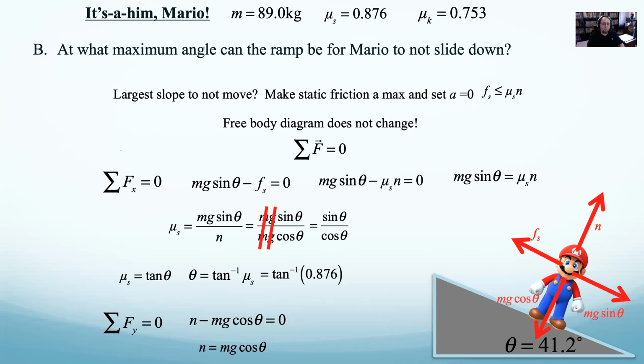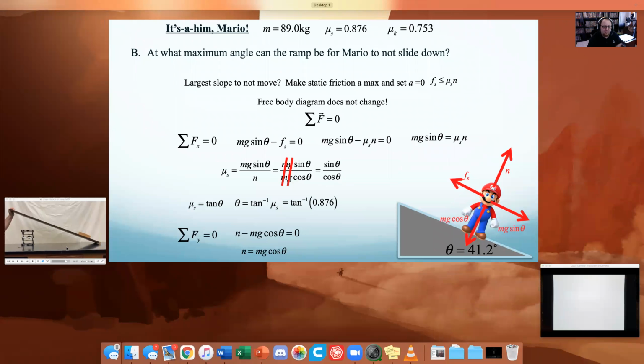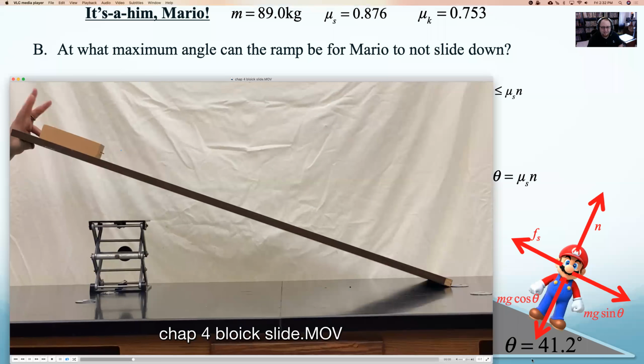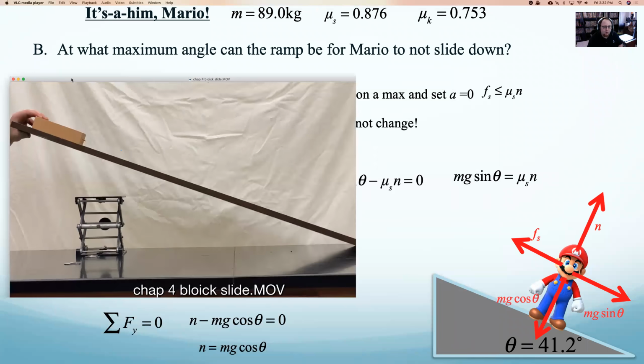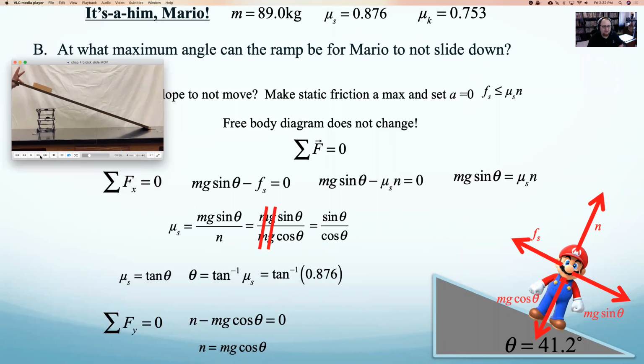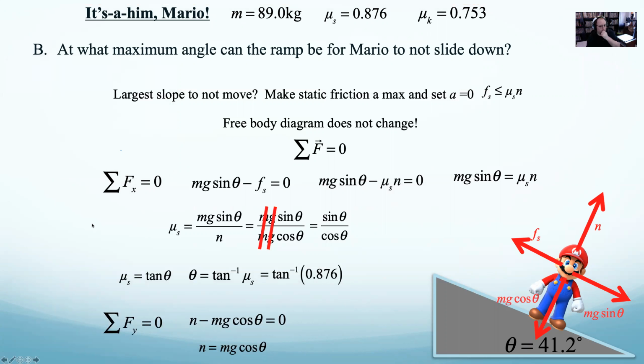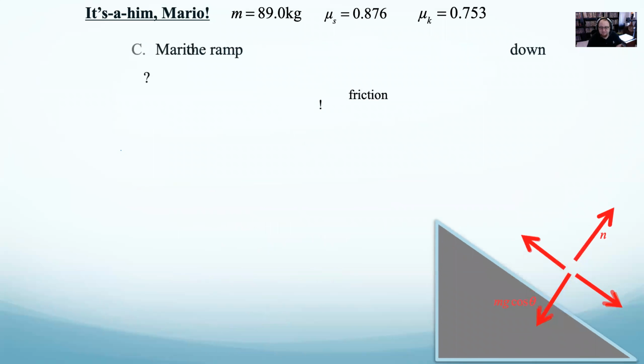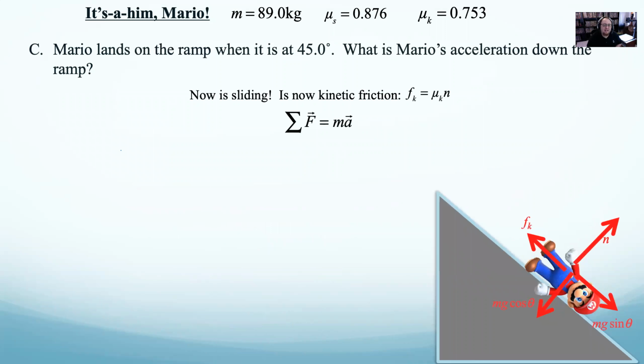So at 41 degrees he begins to slide. Part C says, okay, he slides at 41 degrees, what's his acceleration at 45 degrees? If he slides at 41, what happens when we put him up there? If we go past 41 degrees to 45 degrees, he's going to be sliding down the ramp. If he's sliding down the ramp, that means he no longer has static friction, and he has kinetic friction.